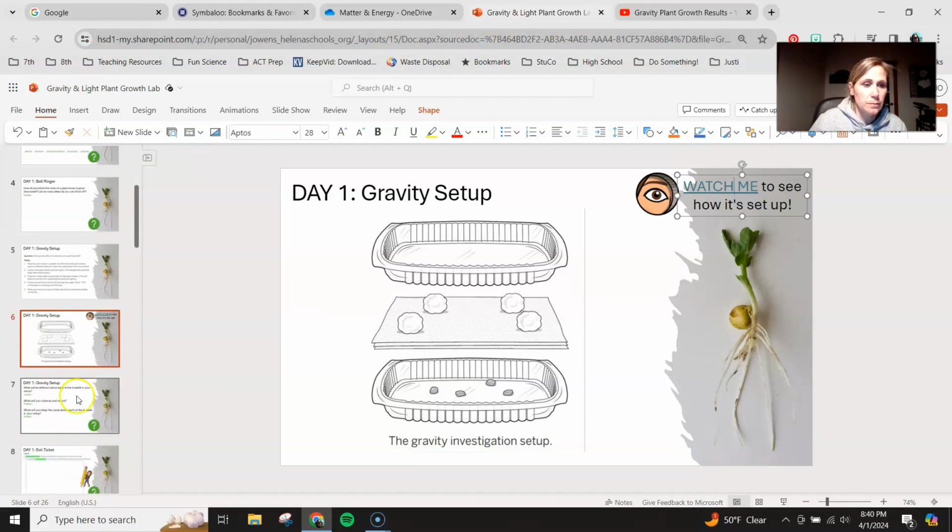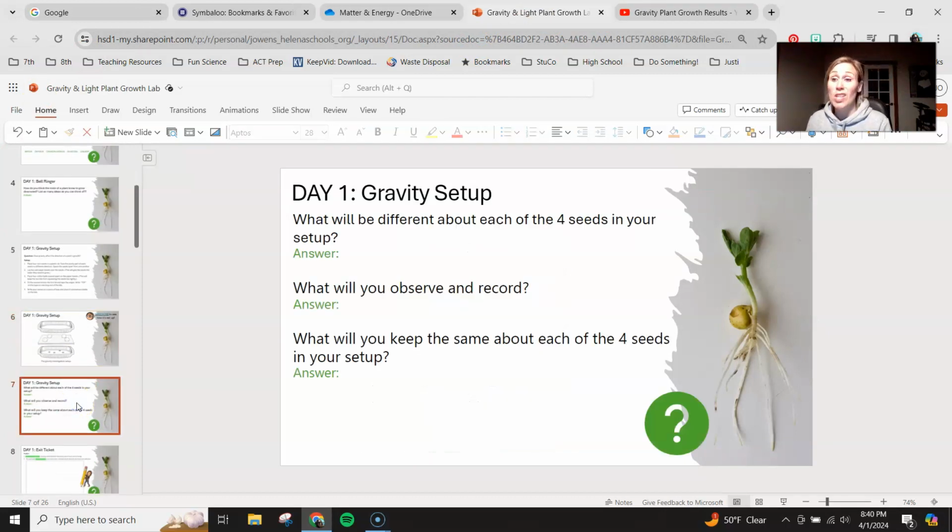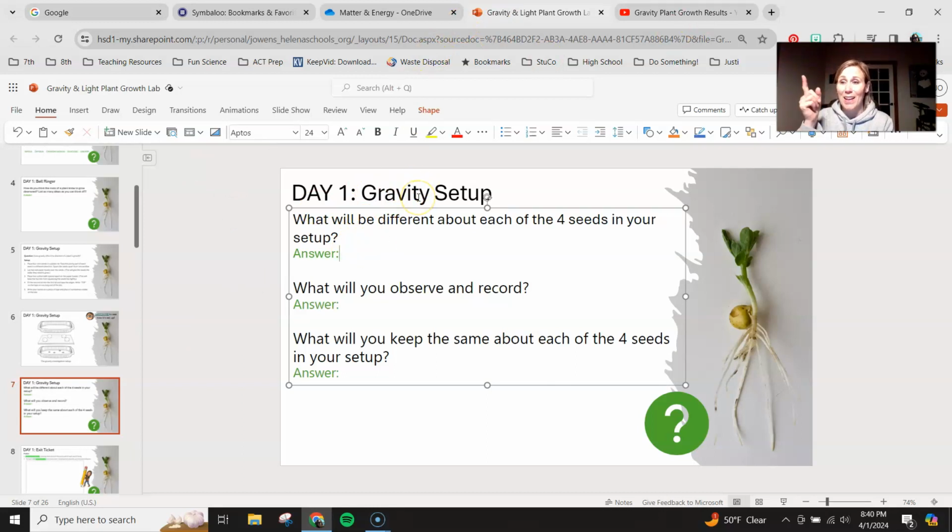Okay, so once you've watched how to set up this part of the lab, you're going to go ahead and explain this. What will be different about each of the 4 seeds in your setup? Again, that comes from that video. If you didn't watch it, go back up to slide 6 and watch it. What will you observe and record? Again, we're looking at gravity here, so what are we looking for? And then what will you keep the same about each of the 4 seeds in your setup? Again, that's in that video, so go back up to slide 6 and watch it.